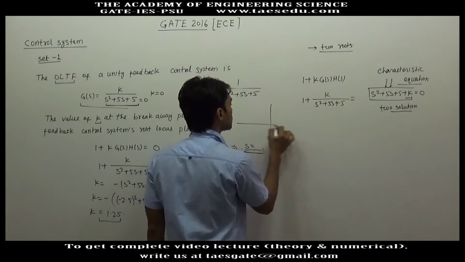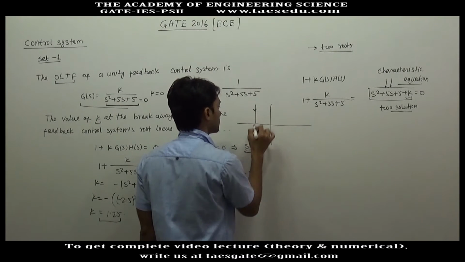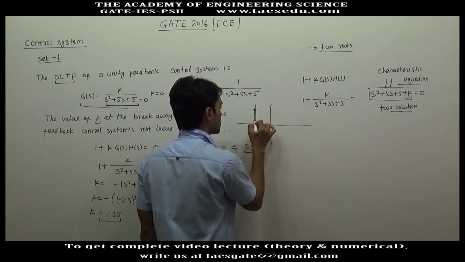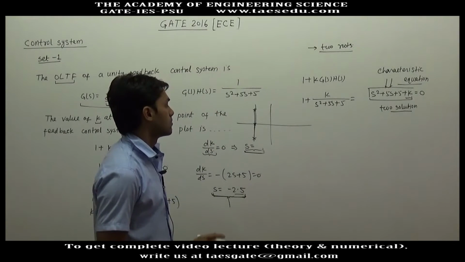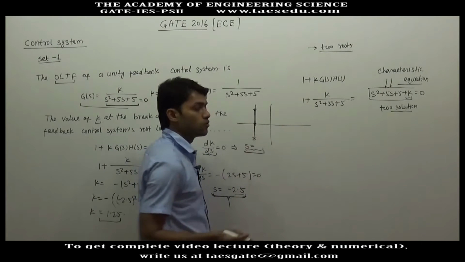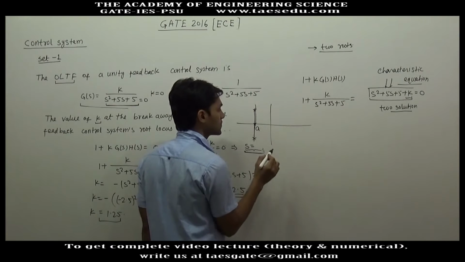In the root locus, suppose we have two poles moving like this, so at the breakaway point both the poles meet. So at the breakaway point the value of the two poles will be the same. Let's say this point is A.